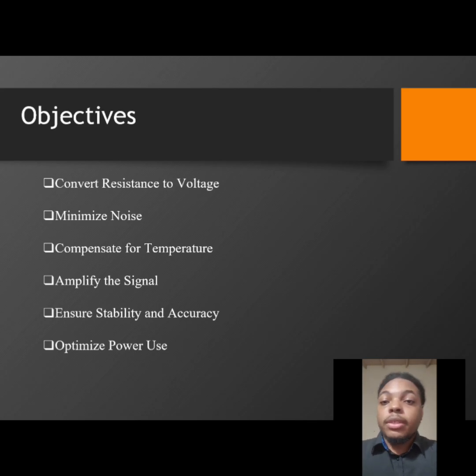Our fourth objective is to amplify the signal. So we must boost the strain gauge signal to fit the data system's input range. Our fifth objective is to ensure stability and accuracy, making sure the circuit provides stable and accurate readings under varying conditions. Lastly, our last objective is to optimize the power usage. So our circuit must be able to use low power for operations in remote locations.